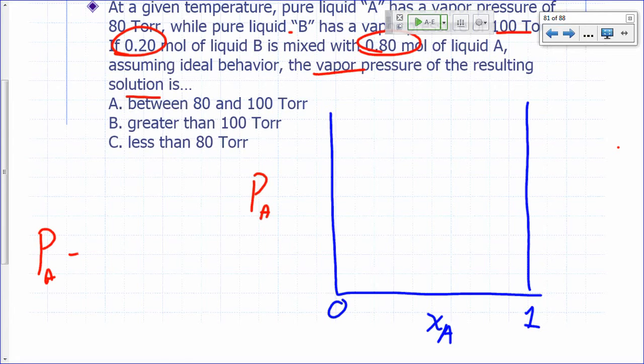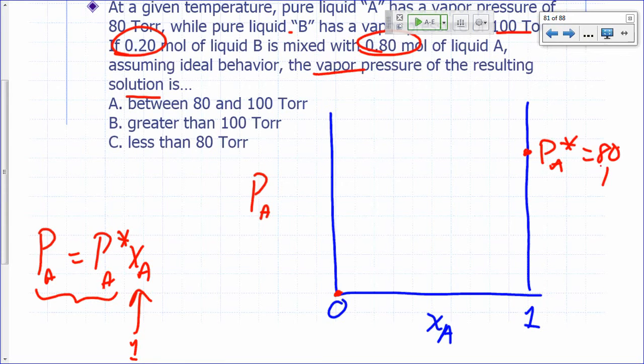Versus mole fraction of A. P sub A is equal to P sub A star times XA, right? So when mole fraction of A is 0, what's the partial pressure of A? It's going to be 0, right? If XA is 1, what would be the partial pressure of A? It's PA star, right? And what is PA star? That was 80 torr, right? This is PA star, which is 80 torr. And so if you were to plot that, this is what you get. You just get a straight line for that.